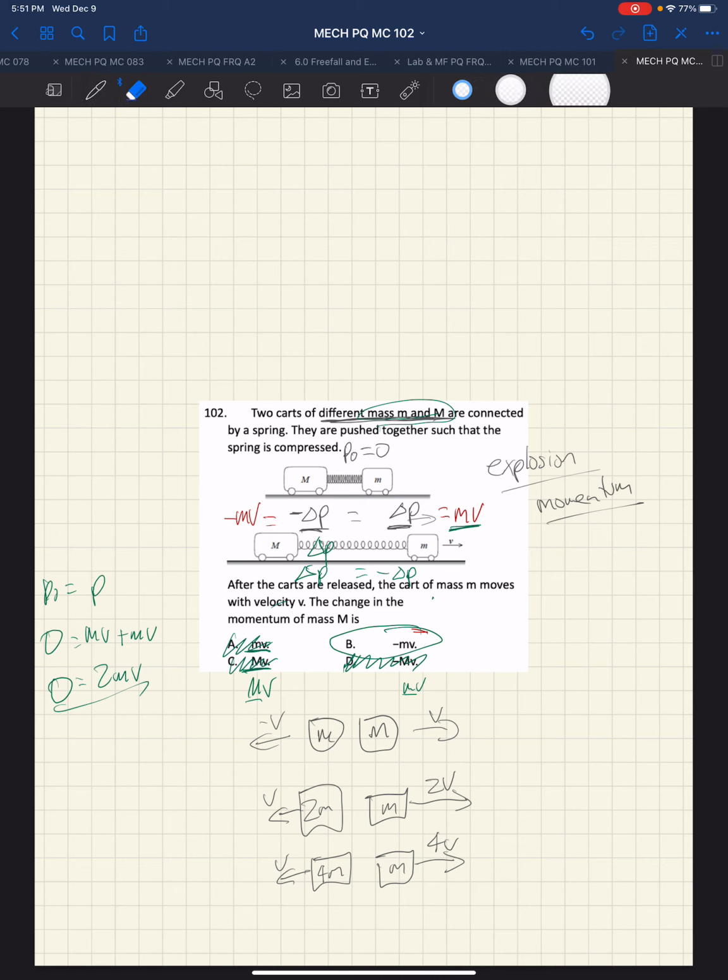The trick in this question is trying to find out what the momentum of this other cart is in terms of the big M. That is the mistake that could really get you stuck in this question. It just comes back to the definition of the law of conservation of momentum and seeing that the changes in momentum of both of those are equal and opposite.